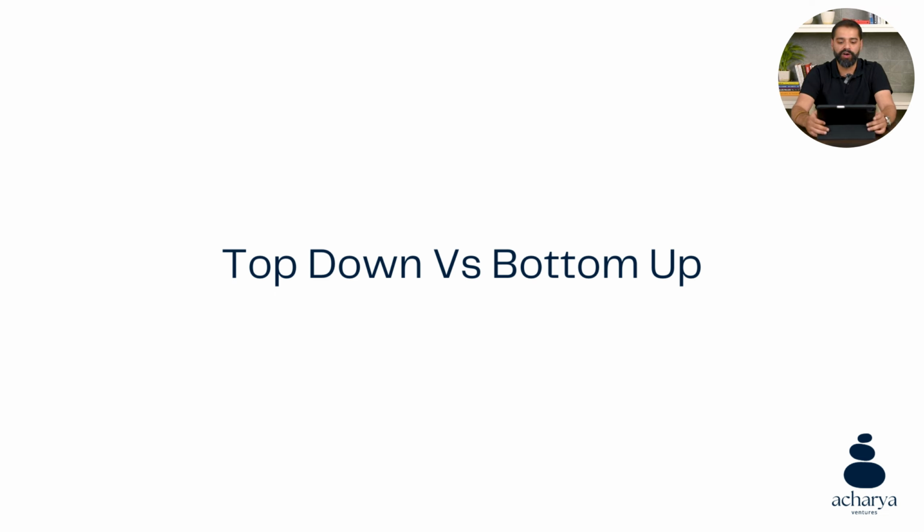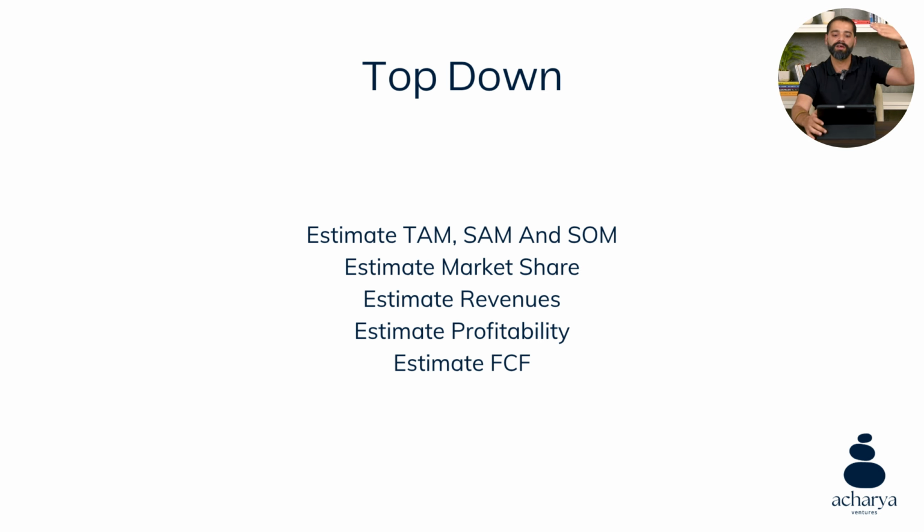We spoke about the top-down and bottom-up way of calculating your market size. Again, you could do the same thing while creating your financial model. You could use the top-down method where you start with the TAM, SAM, and SOM. Basically, you estimate the market sizes, the market that you're going after, and what percentage of the market you're going to get. Once you have your market share, you can estimate the revenues that you're going to get in the market. Then you can also estimate the profitability of your company, ultimately coming up with the free cash flow.